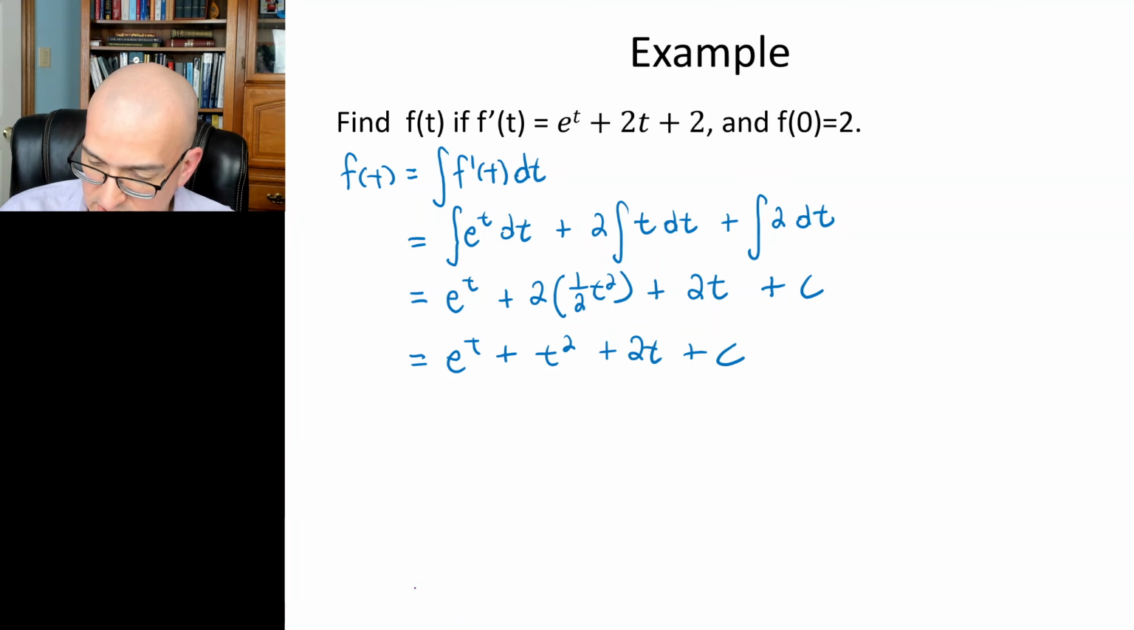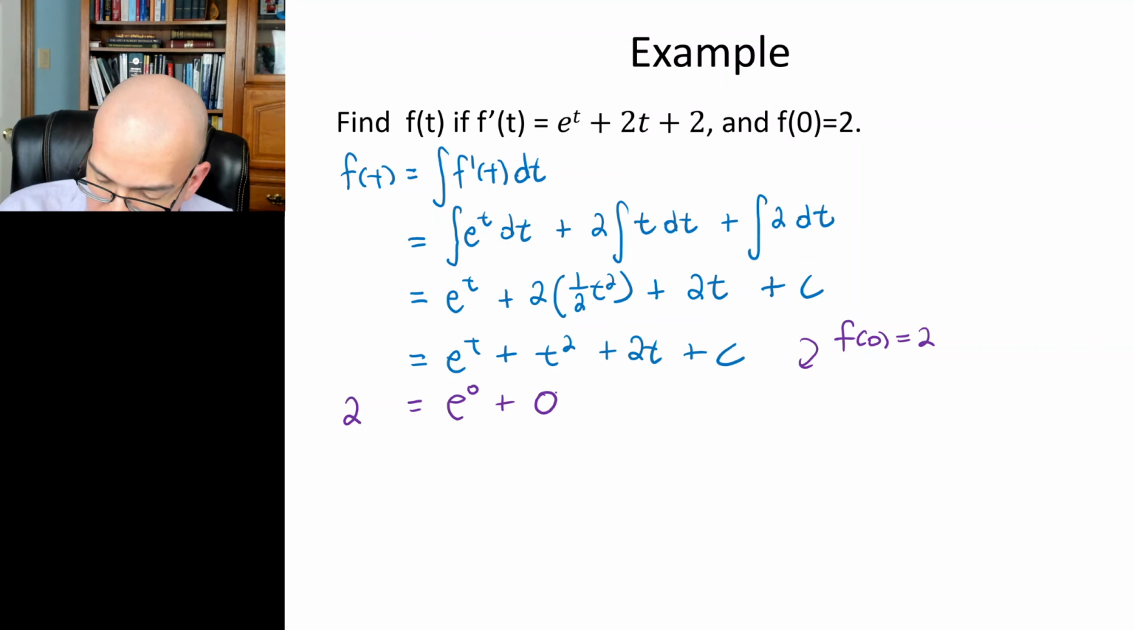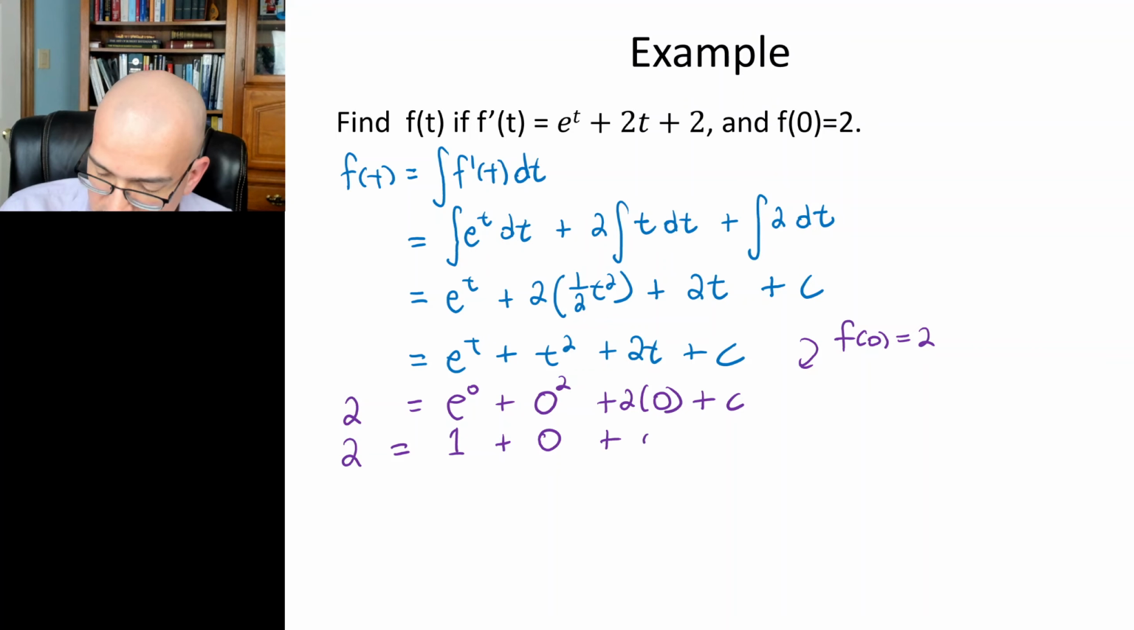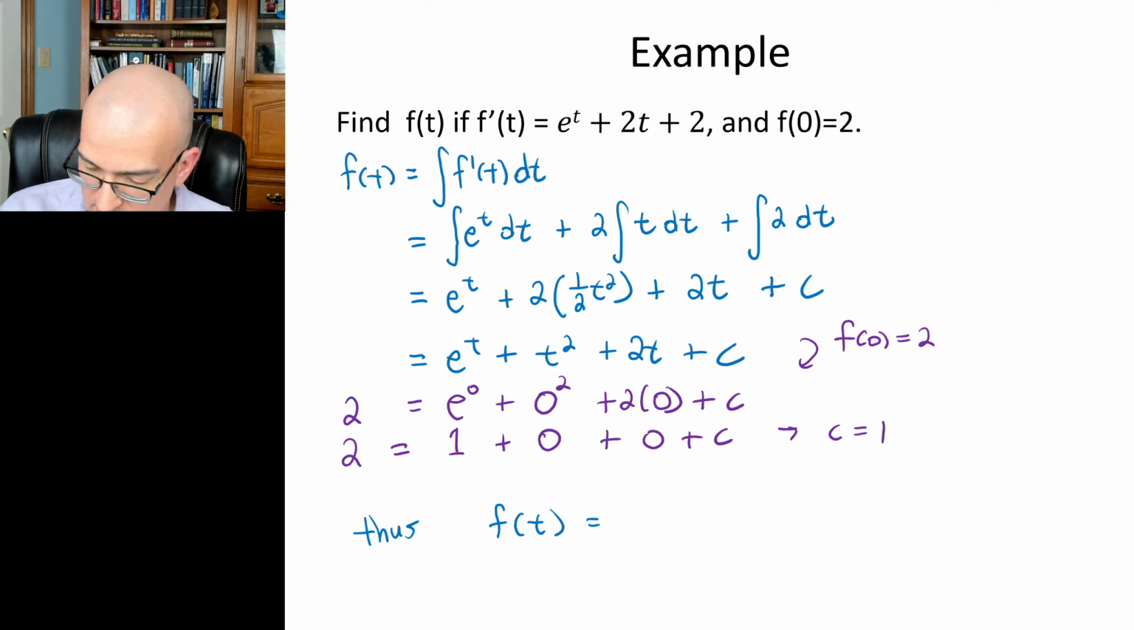Now we are going to say that f of 0 is equal to 2. So 2 is equal to e to the 0 plus 0 squared plus 2 times 0 plus c, and we'll simplify. 2 is equal to, anything to the 0 is 1, so 1, plus 0 times 0 is 0, 2 times 0 is 0. So 2 is equal to 1 plus c. That means c is equal to 1. And we can make a conclusion, thus, f of t is e to the t plus t squared plus 2t plus 1.